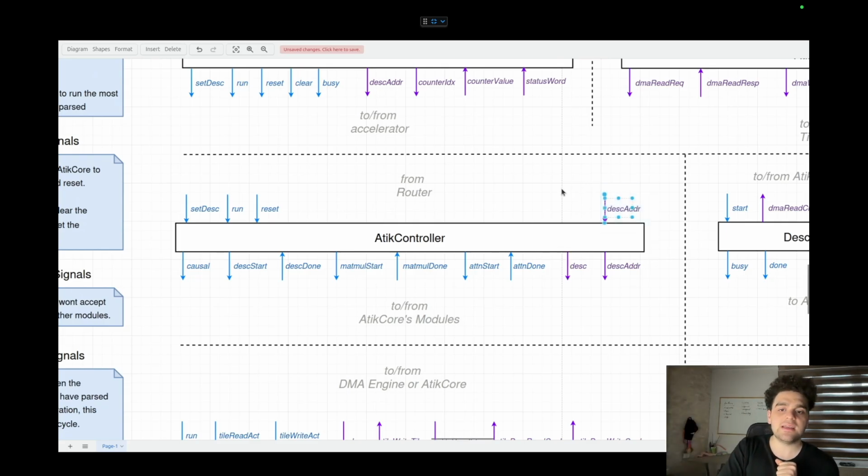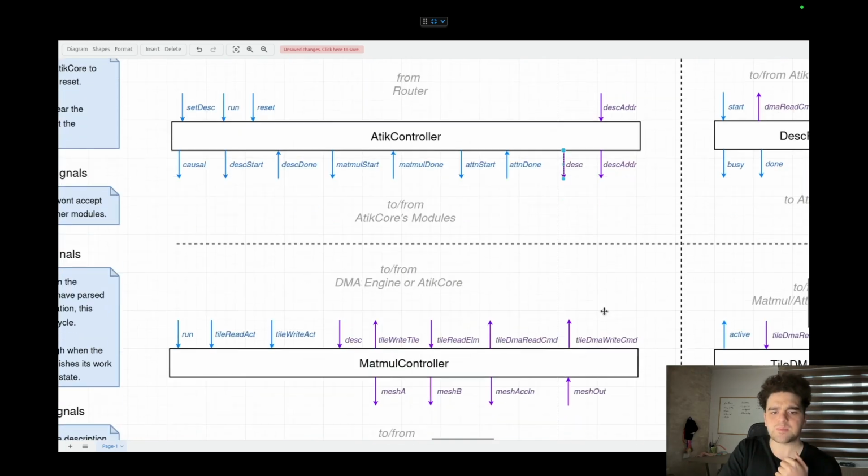You can see that we are taking the description address as an input, and we are outputting the description itself with the description address, because at the first cycles we don't have the description itself, we have its address only. After we receive the description from the description reader, we start outputting the description itself.